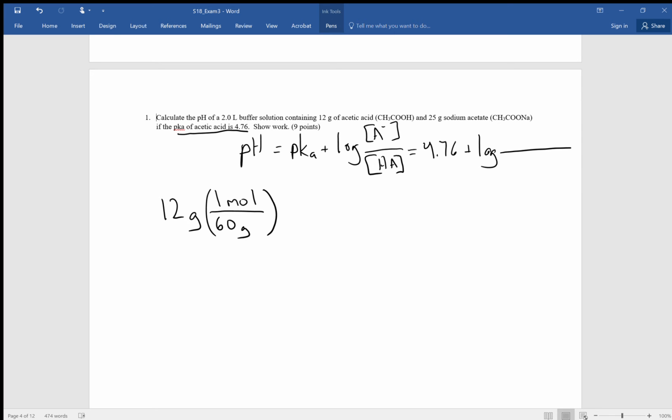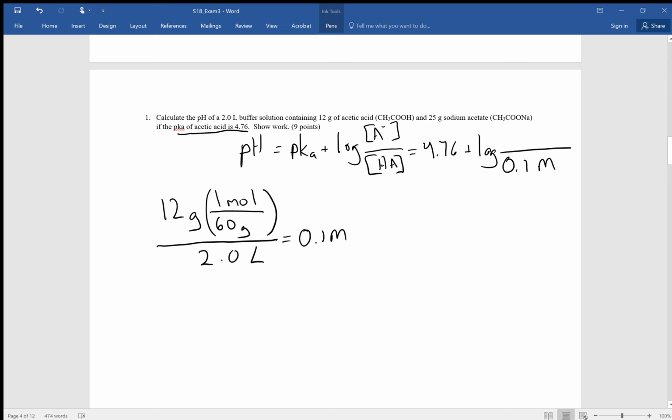In order to find the concentration, we need to divide that by the volume. And so if we do that, on top we get that we have 0.2 moles divided by 2 liters tells us that the concentration of the acetic acid is 0.1 molar. Now remember, the concentration of the acid goes on the bottom over here.